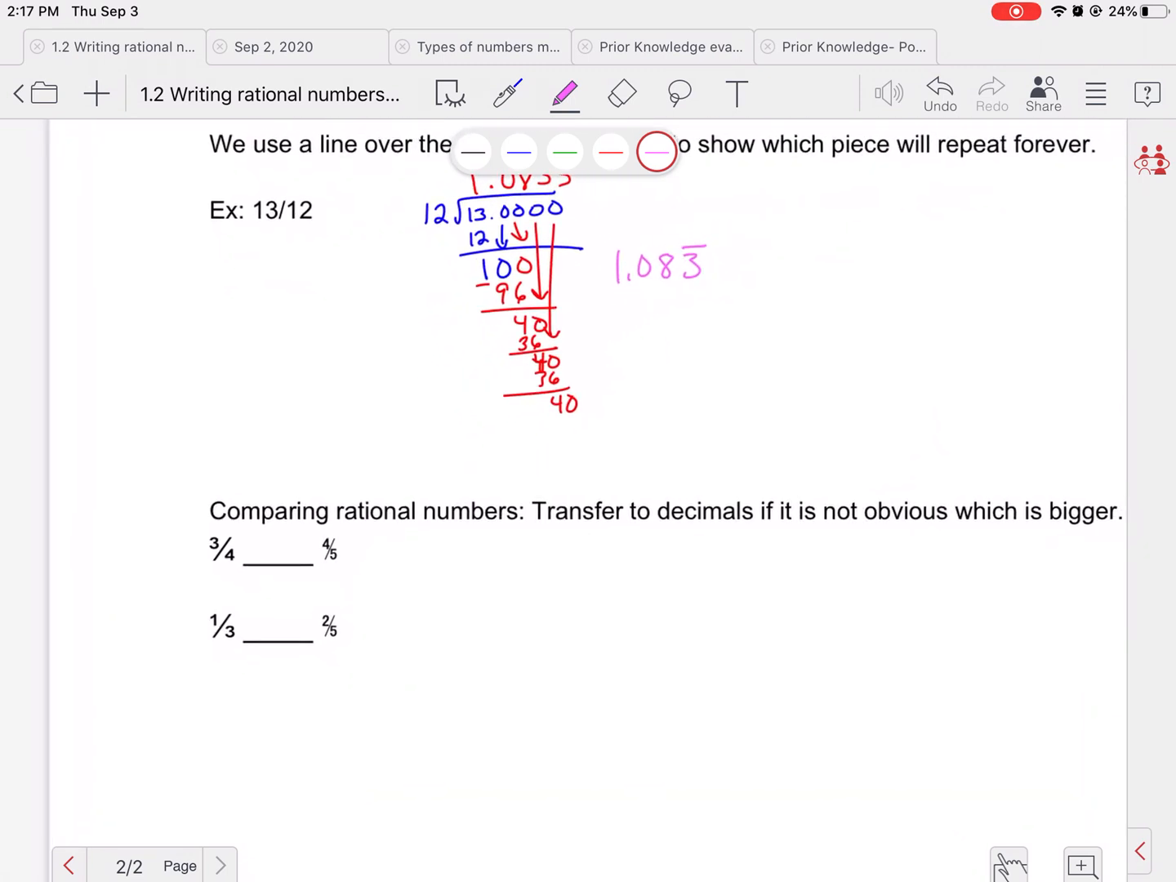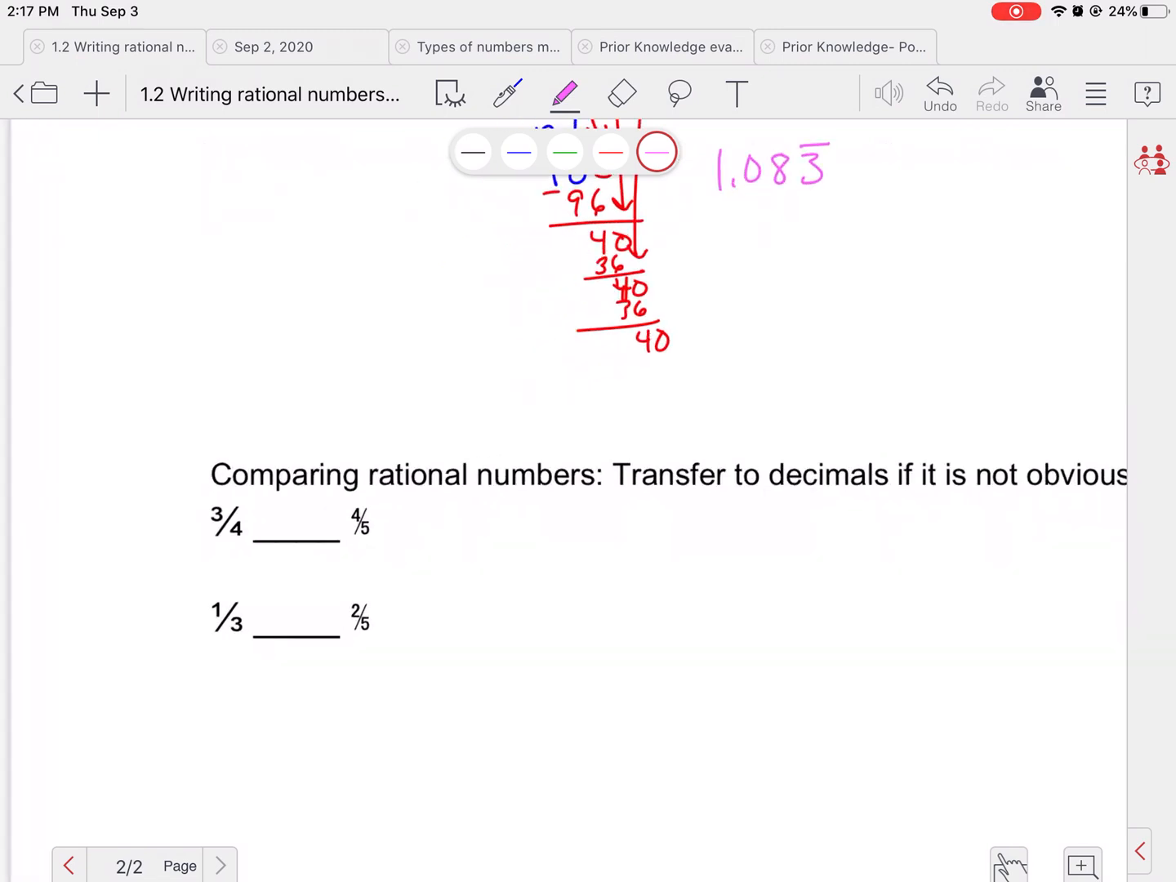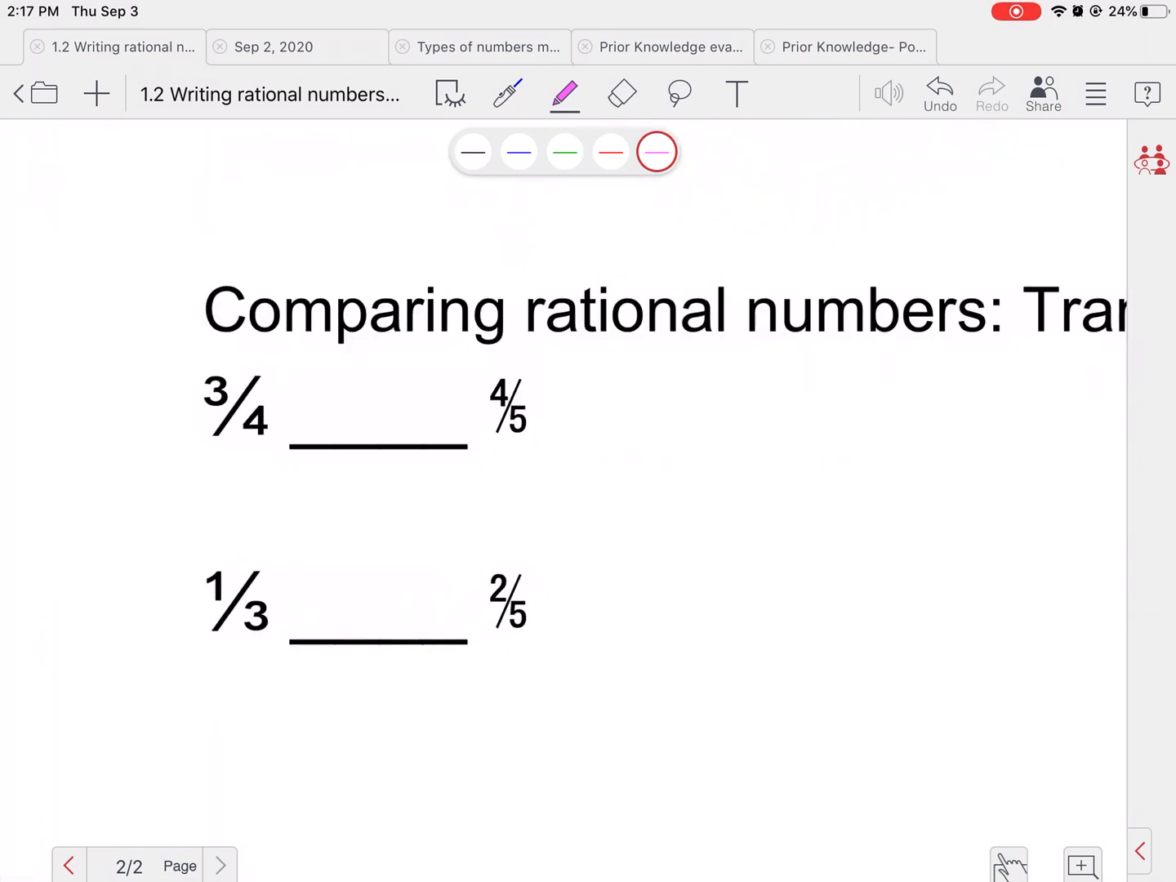If we need to compare rational numbers, we can transfer them to decimals if it's not obvious which one is bigger. But another thing we can do is just get a common denominator. So here my common denominator would be 20 because 4 times 5 is 20. So to get to 20, I'd have to multiply by 5 over here, which gives me a 15 in the numerator. And here I would have to multiply by 4, which gives me 16 as a numerator. And we know 16 is bigger than 15.